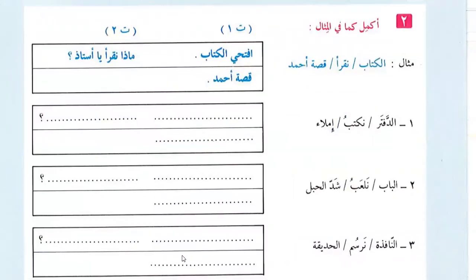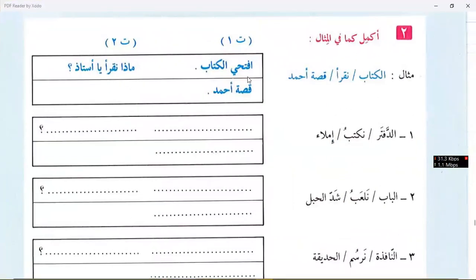Akmil kama fil misal, complete like in the example. Al kitab nakra kis Ahmad. So he ordered him, iftah al kitaba, open the book. Then the student asked, maza nakra ya ustaz? What shall we read? The teacher said, Kissatu Ahmad, story of Ahmad. So, Miss Foz and Miss Khatija, start.